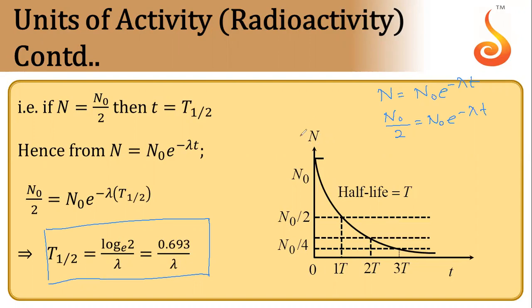Then this will be the curve of number of atoms versus time. As you can see from the curve, when one half-life has passed, the number of nuclei, which was initially N naught, has now become N naught by 2. After one more half-life, N naught by 2 becomes N naught by 4. One more half-life, N naught by 4 becomes N naught by 8, and it will keep on decreasing. And when time is infinity, the number of nuclei will almost become equal to 0.